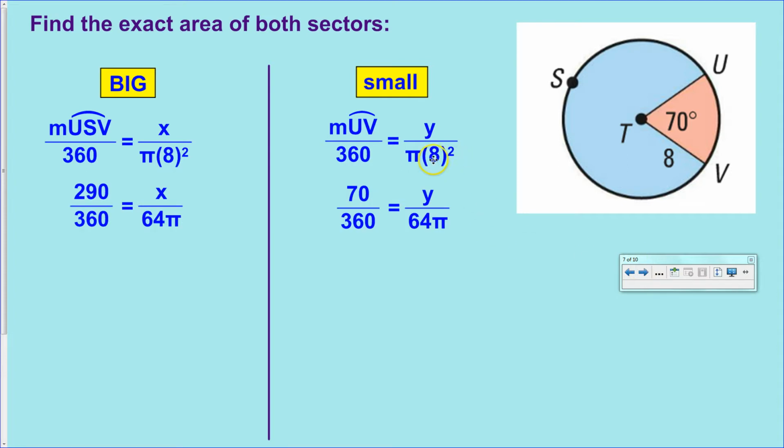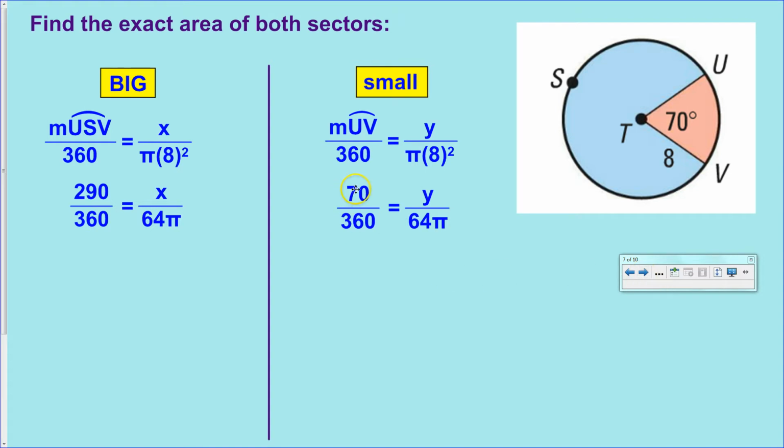Now down on the bottom we had pi r squared. Our radius for the circle was 8, which when squared turns into a 64. So down on the denominator of one of your proportions you have 64 pi. I did not convert to a decimal here. I'm just using the pi symbol, just carrying it right along with it.